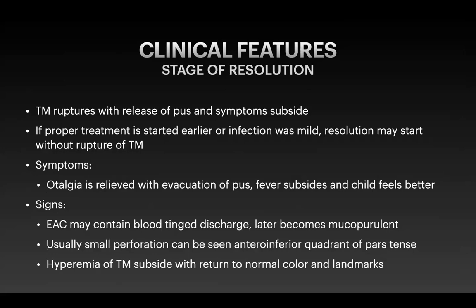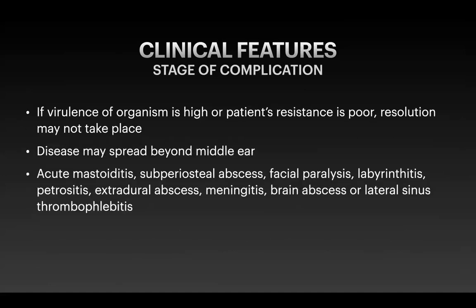The EAC may contain blood-tinged discharge, which later becomes mucopurulent. Small perforation usually can be seen at inferior quadrant of pars tensa, and hyperemia of TM subsides with return to normal color and landmarks. If virulence of organism is high or patient's resistance is poor, resolution may not take place and the disease may spread beyond the middle ear.